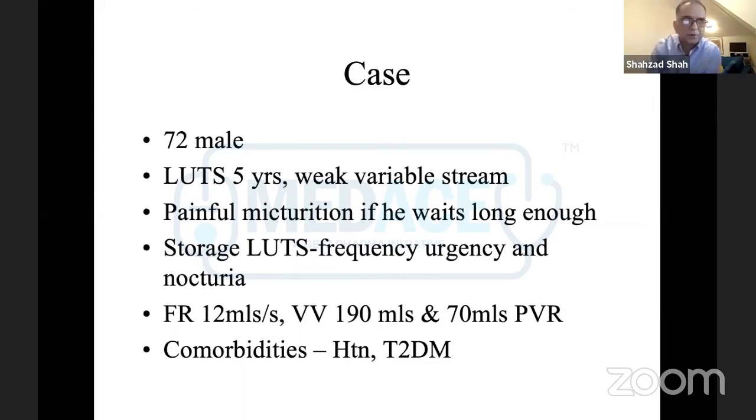Functional urology is not only females. We'll take a case of a 72-year-old male who's had lower urinary tract symptoms for the past 5 years with a weak variable stream. He had a painful micturition if he waited long enough. He also has storage LUTS which are more bothersome, with frequency, urgency, and nocturia. His flow rate was 12 mL per second for a voided volume of 190 mL and he had about 70 mL of post-void residual. He was diabetic and hypertensive.